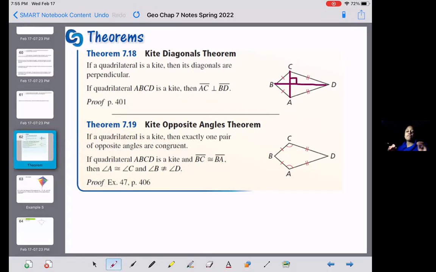In this one, if a quadrilateral is a kite, then exactly 1 pair of opposite angles are congruent. Now, one thing that they don't tell you is there are actually vertex angles and non-vertex angles. So I think I'm going to pause here for a minute and go to a website so I can show you exactly which ones are which. So I will pause and come right back.